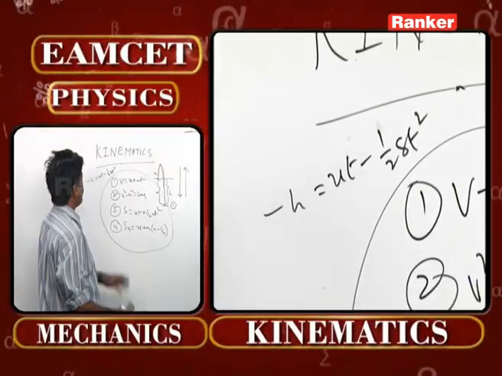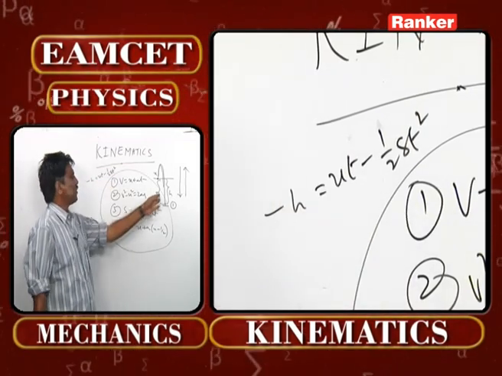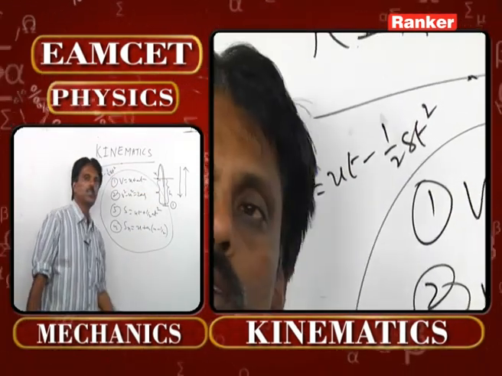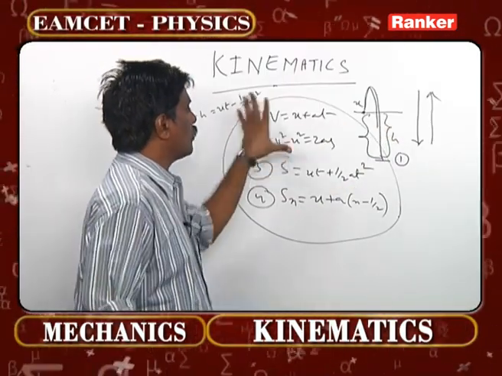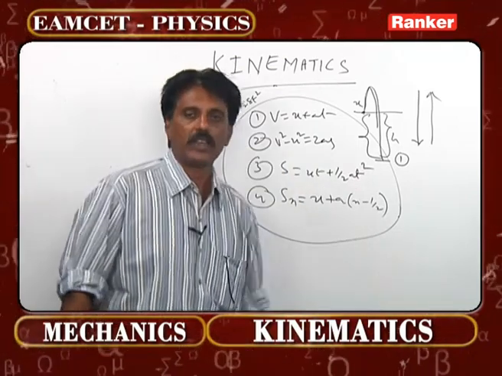You have to write minus h is equal to ut, and g is also downwards, so minus half gt square. So if you use the proper sign convention, you get the equation of motion for a body projected vertically upwards from the top of a tower of height h. So it is very easy to frame the equations if you remember this sign convention.